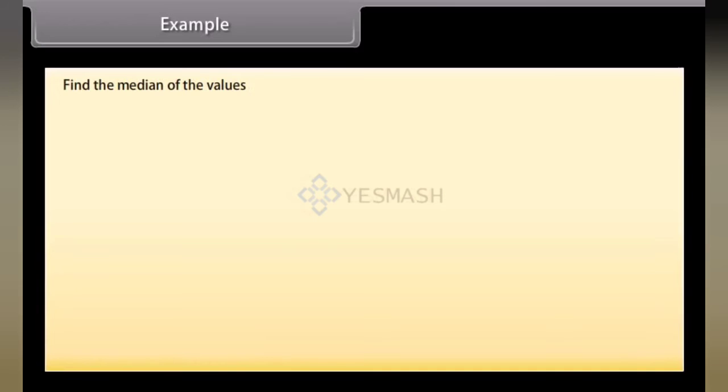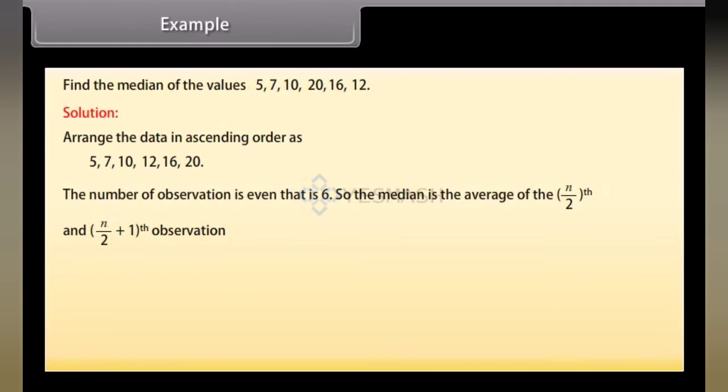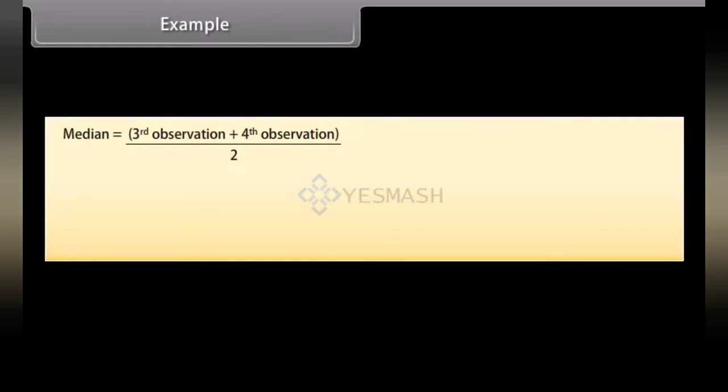Example. Find the median of the values 5, 7, 10, 20, 16, 12. Solution. Arrange the data in ascending order as 5, 7, 10, 12, 16, 20. The number of observations is even, that is 6. So, the median is the average of the n by 2th and n by 2 plus 1th observations. N by 2th observation is 6 by 2th, that is, third, equals 10. N by 2 plus 1th observation is 6 by 2 plus 1th, that is, fourth, equals 12. Median is equal to (third observation plus fourth observation) by 2, which equals (10 plus 12) by 2 equals 11.